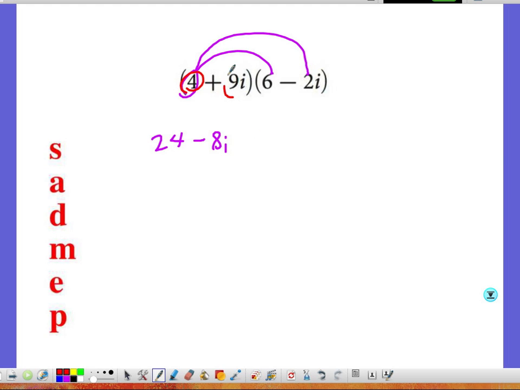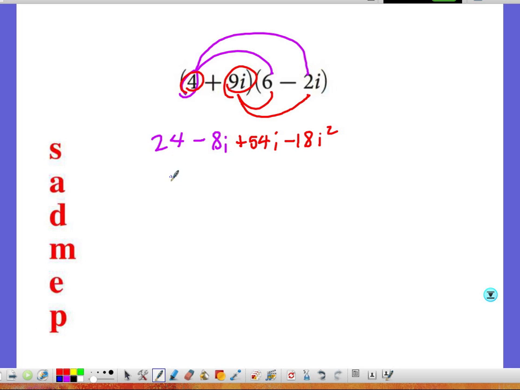Now we're not done. We distributed the 4. Now what we want to do is distribute the 9i. So 9 times 6, that's going to be 54i. And then you want to multiply 9i times negative 2i. Well, 9 times negative 2 is negative 18. And now we have i times i, which is i squared.